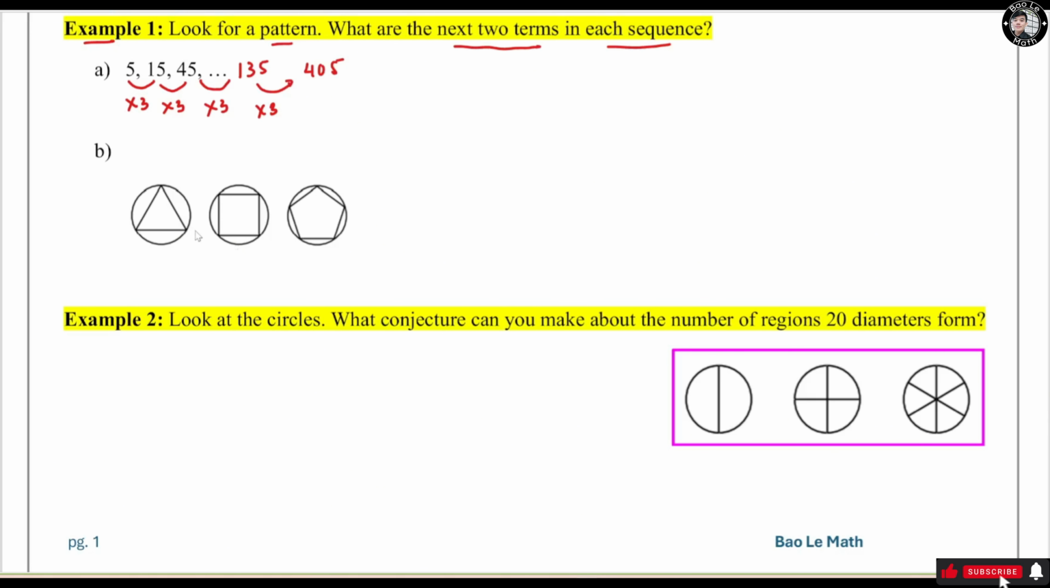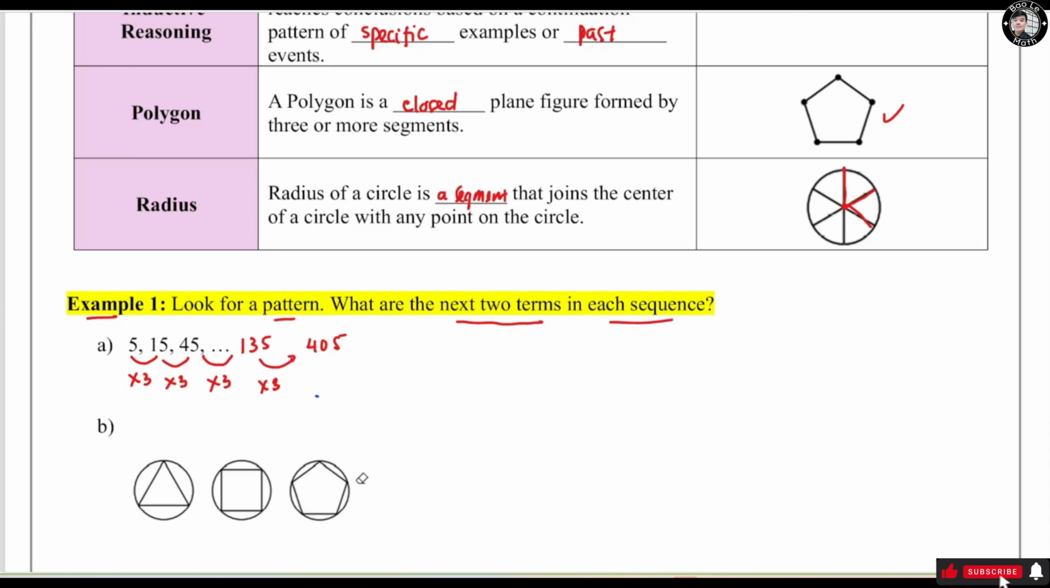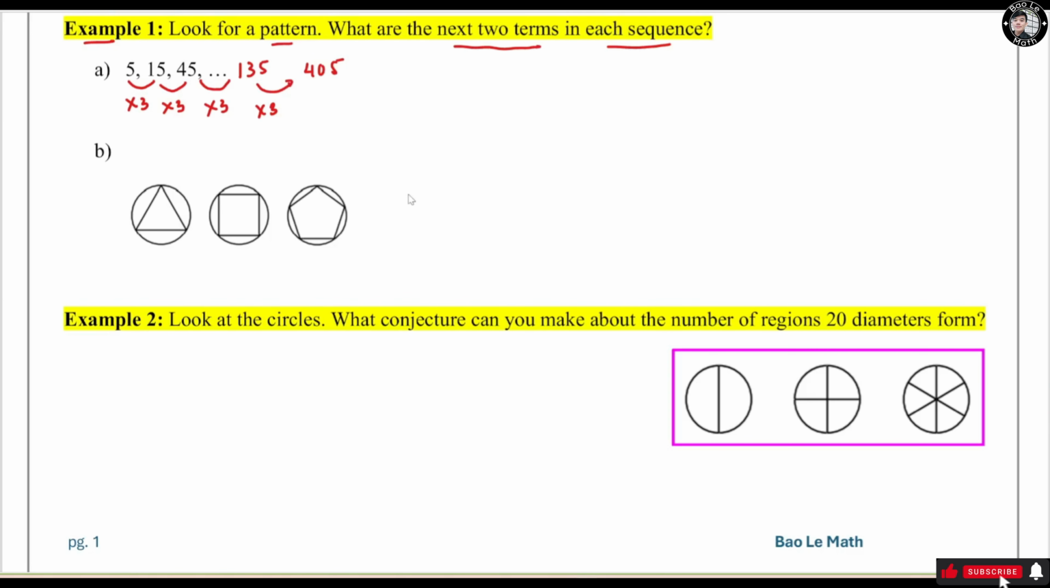Now question B. The first one, you see that the triangle inscribed in the circle. The next one, quadrilateral inscribed in the circle. The next one, pentagon inscribed in a circle, right? And the next two should be a 6-sided and a 7-sided polygon inscribed in a circle.